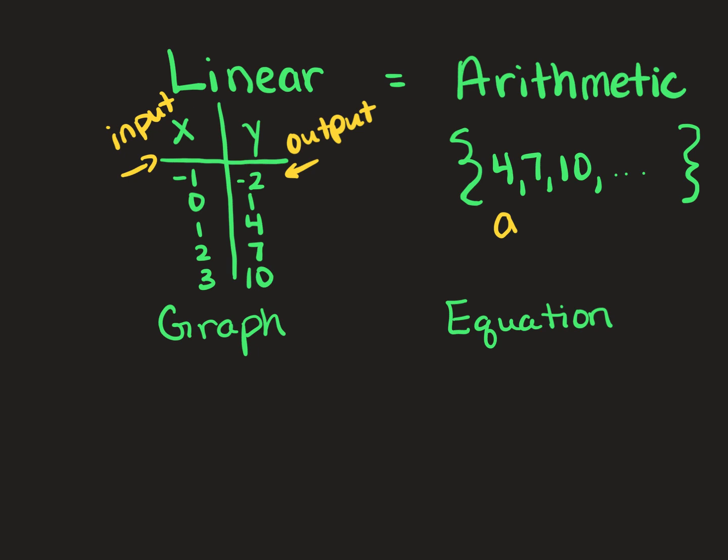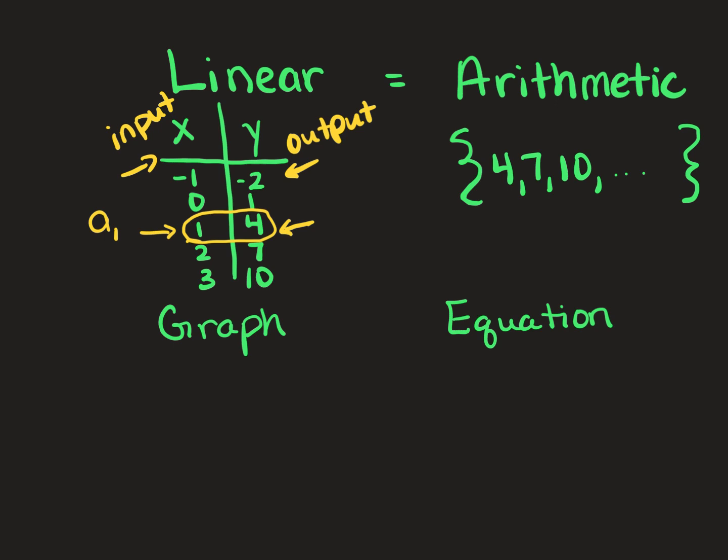The first number is considered a sub 1. It means it's the first number in the sequence. That's what this 1 is for. This 7 would be a sub 2 and a sub 3. And if we compare a sub 1 to this value right here, you can see there's the 1. This is the 1 on a sub 1, the first number in the sequence, and then this would be the value itself, the 4.